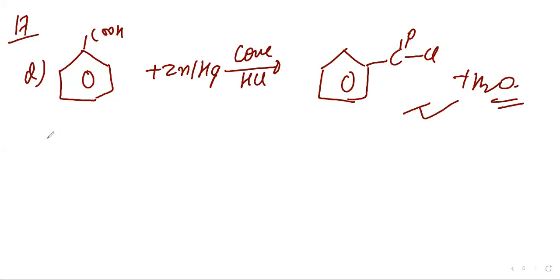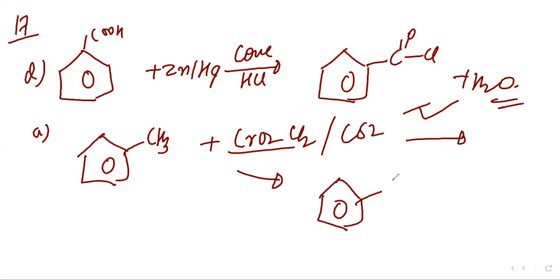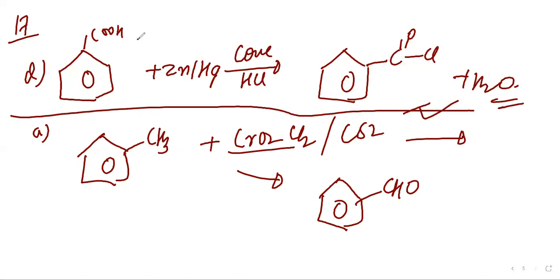So when you look at option one first, methyl benzene is there. It reacts with CrO2Cl2 and CS2, carbon disulfide and chromyl chloride. So it forms an intermediate and lastly forms benzaldehyde, CHO. So it is used. In a similar manner, options B and C are also used, right? But D we can't use for the preparation of benzaldehyde. So mark it as option D.